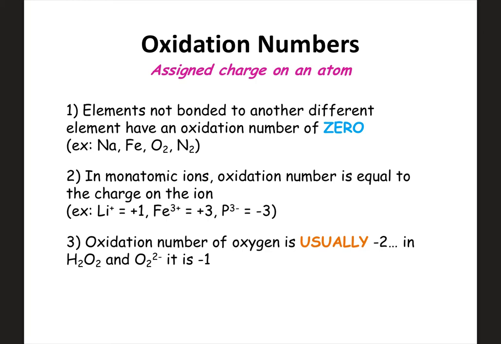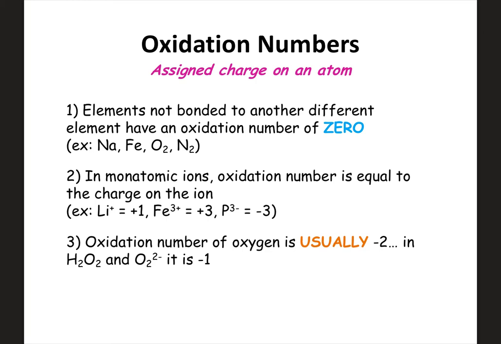If you have a monatomic ion, the oxidation number is just equal to the charge on that ion. So if you have lithium 1 plus, the oxidation number is 1 plus. If you have iron 3 plus, the oxidation number is 3 plus, and so on.